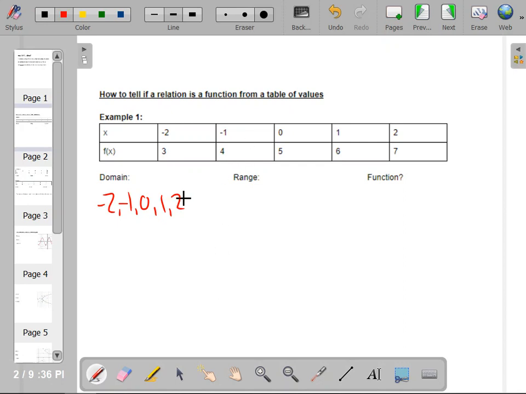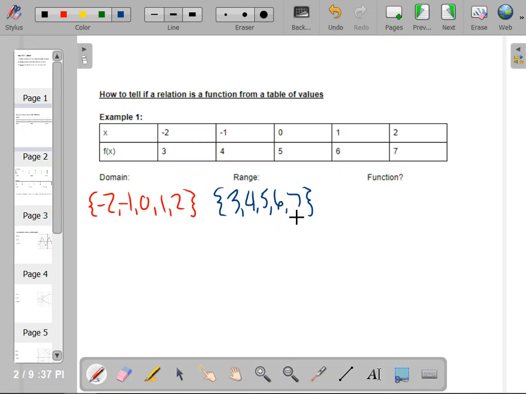And when you're talking about sets, you want to use the curly braces to indicate that you're talking about a set. Range is the y's, 3, 4, 5, 6, 7. So when I list the range, I'll do this one in blue, 3, 4, 5, 6, 7, and I'll do my braces to indicate it's a set.